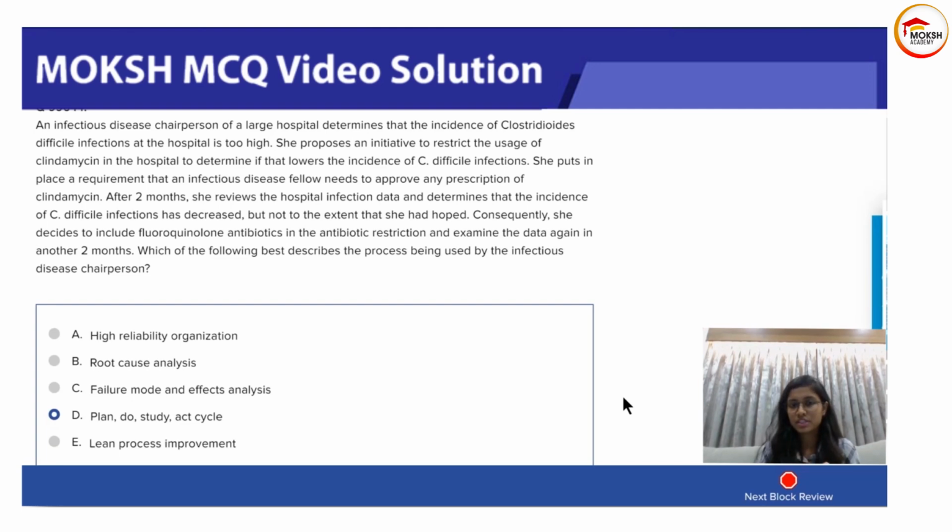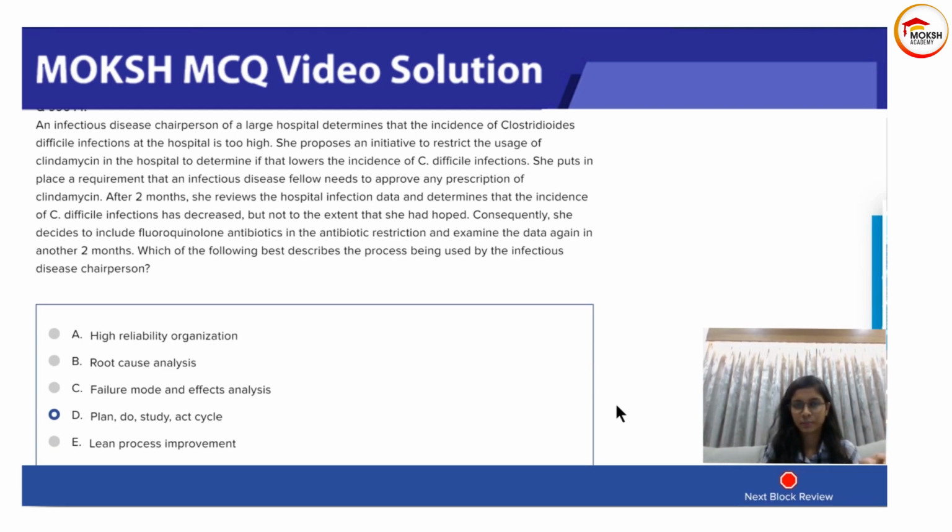Now, implementation here could mean that you actually restrict somebody from taking clindamycin, or if the results weren't that great, that means when you studied the data, if the data weren't up to your expectations, you acted according to your outcome. Okay, here the outcome wasn't what she hoped for. So here what she did, she also restricted fluoroquinolone. You get what I mean? So here it's a very good example of the plan, do, study, and act cycle.